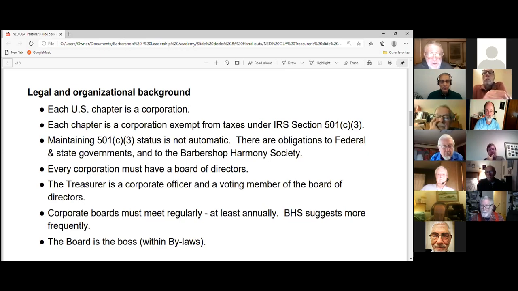The board of your corporation is the one who makes all the rules. It tells you what you have to do within the bylaws which are set forth by the Barbershop Harmony Society. Those bylaws, the actual word bylaws, is something that we do not have the power to change. We can expand on the bylaws by having our own chapter code of regulations, or whatever you want to call that, your rules within your bylaws, but the bylaws themselves are non-changeable.